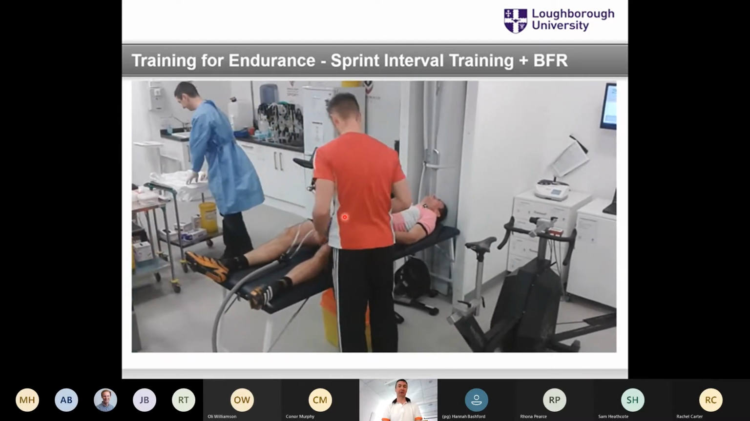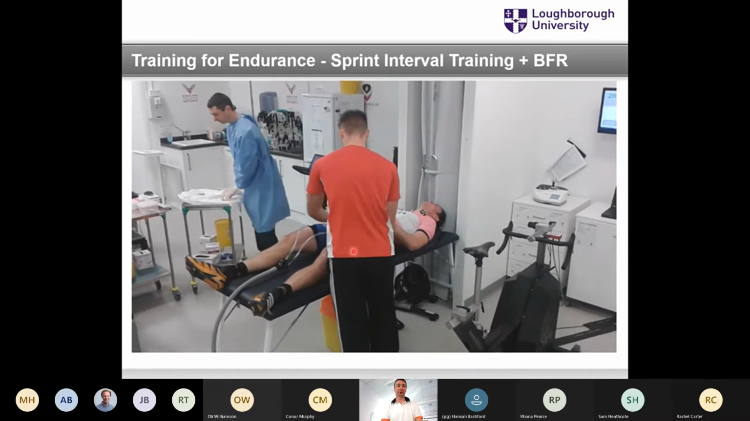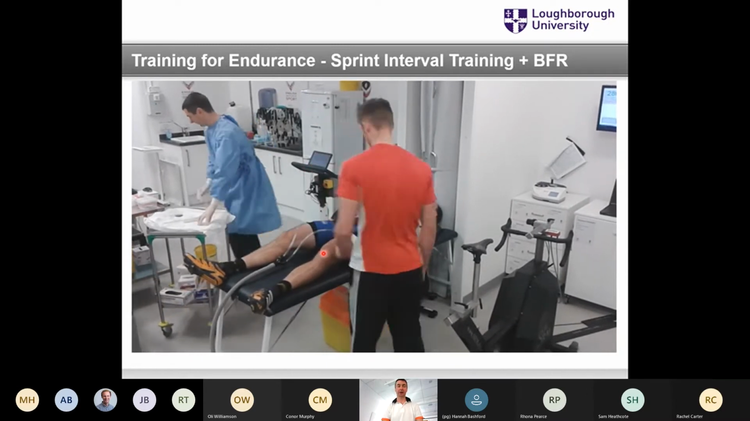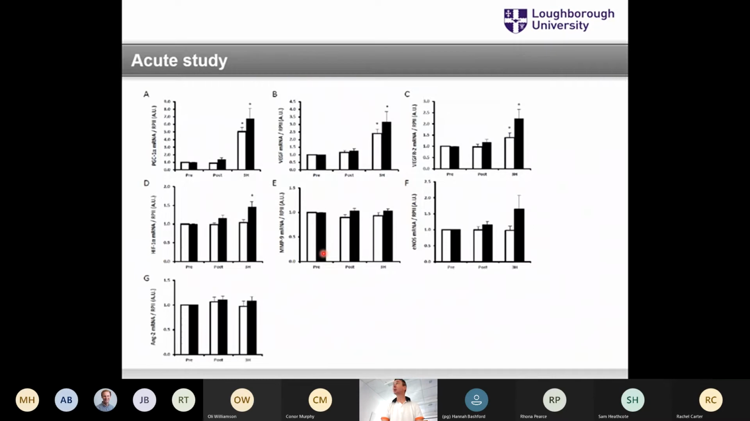So that's the exercise model that we chose. And this was part of our acute signaling response experiment. So what we showed, and I don't want to get into too much detail, these are the gene responses to an acute bout of exercise. In the open bars, that is the sprint interval exercise alone. So they did 4 repeated sprints. And in the closed bars, this is sprint interval exercise with blood flow restriction. The amount of work that they did each time was matched. So the work was matched very carefully.